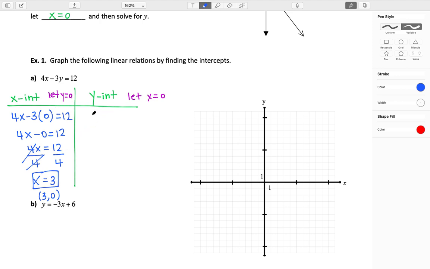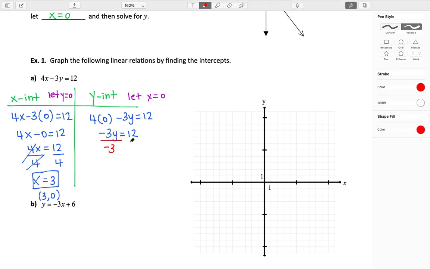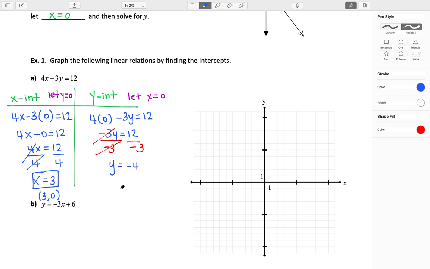What about the y-intercept? Instead of writing x, we are putting x as 0, and we are solving for y. So this becomes 0, since 4 times 0 is 0. Now whatever is in front of y, we divide by that number. In front of y is negative 3, so we are completely canceling it out so that y is by itself, negative 4. So what does this mean? It means that when x is 0, my y-intercept is negative 4.